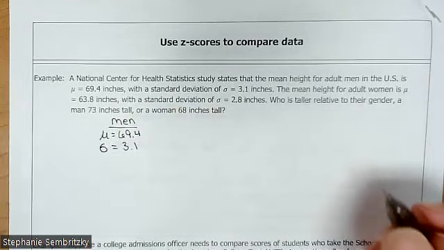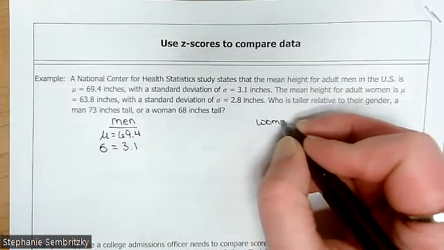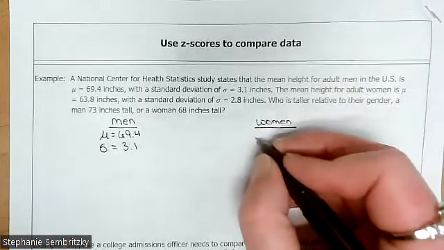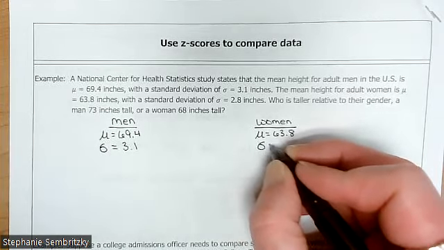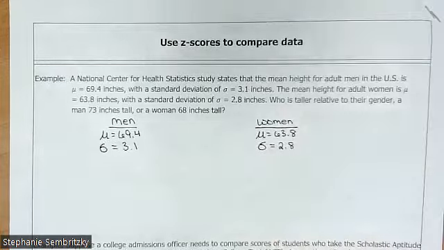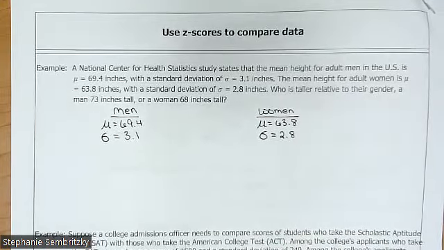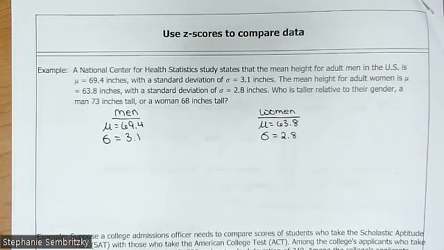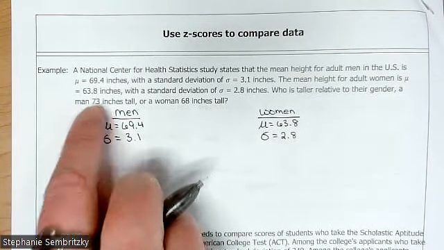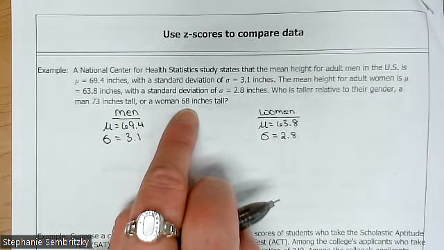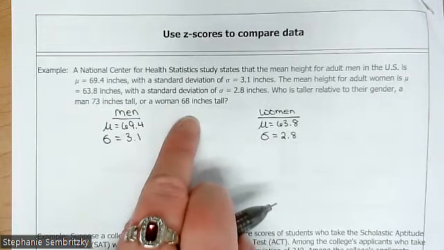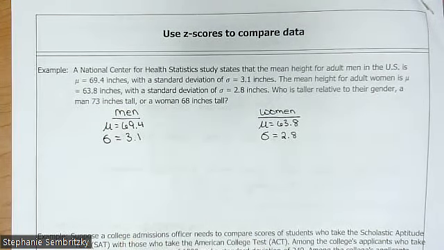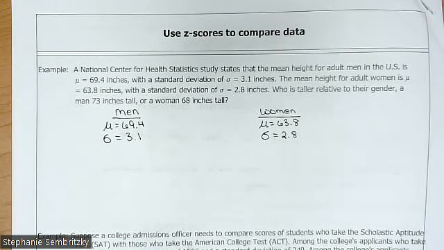And then it says the mean height for women is 63.8 with a standard deviation of 2.8. And what we're trying to figure out is who is taller relative to their gender, a man 73 inches tall or a woman 68 inches tall. Well, if you just ask the question, who's taller, obviously 73 is bigger than 68. But who's taller relative to the rest of their gender? So you're comparing the men against men and women against women.